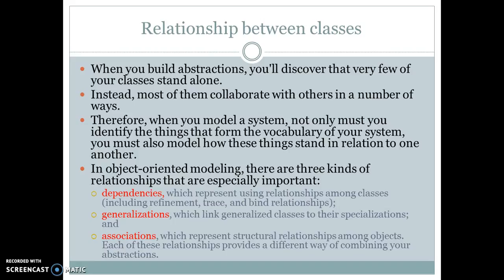In object-oriented modeling, there are three kinds of relationships that are especially important. Dependencies, which represent using relationships among classes, including refinement, trace, or bind relationships. Generalizations, which link generalized classes to their specialized classes. For example, base class, subclass, or superclass, child class. Associations, which represent structural relationships among objects. Each of these relationships provides a different way of combining your abstractions.